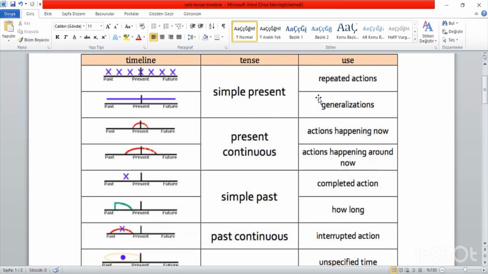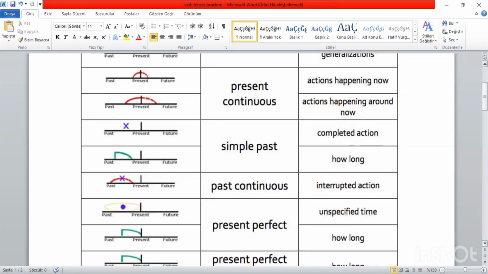So as you know, the simple present tense can be used for more than one usage, more than one place. It is very commonly used. So we have to be very good at present simple tense. So later we will be having a look at the grammatical structure as well below. Okay. So the second one is present continuous tense.